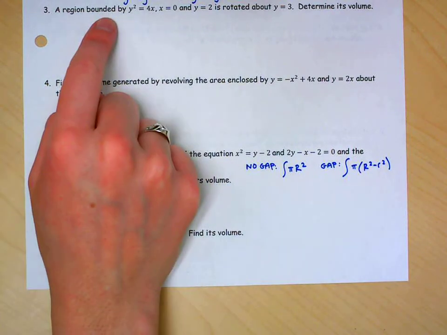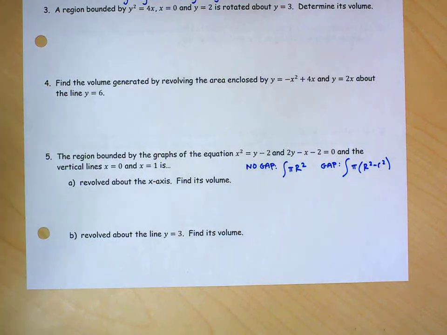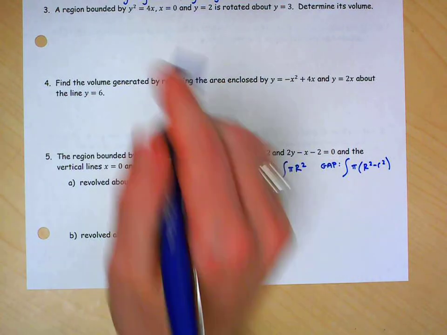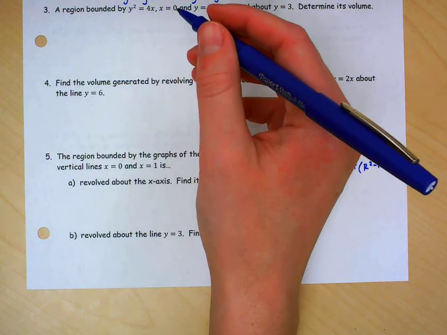Let's start up here with number 3. We want to find the region bounded by y squared equals 4x, I think we just saw it a little bit earlier, and y equals 2. It's being rotated around y equals 3. So let's just start by drawing a picture.